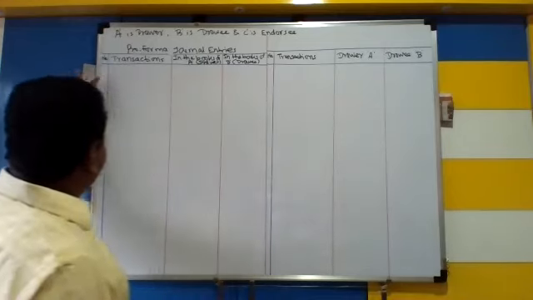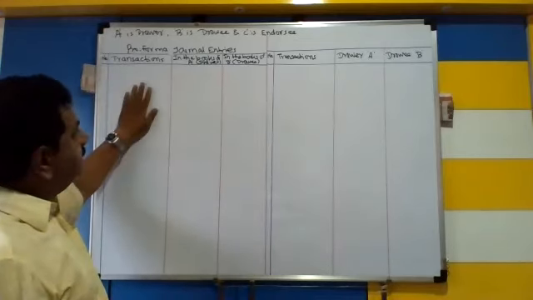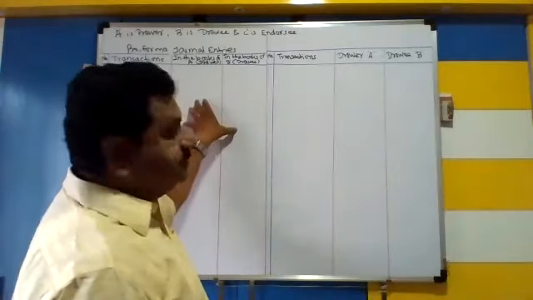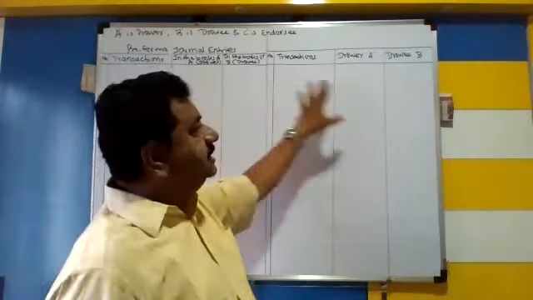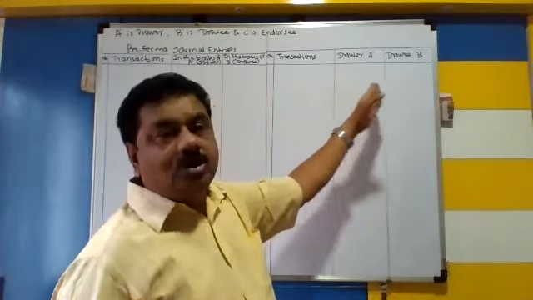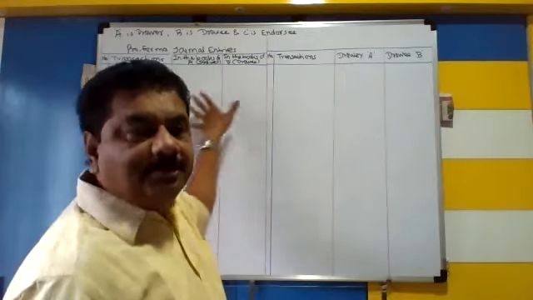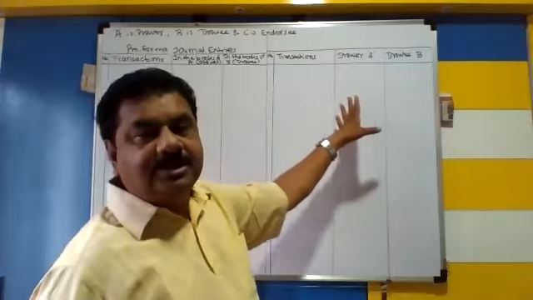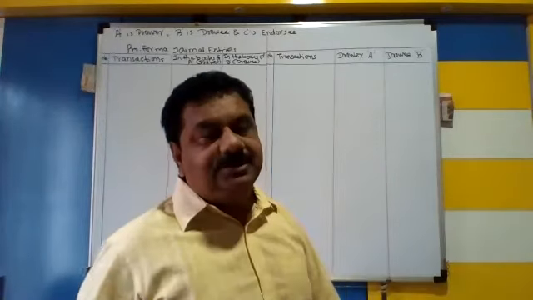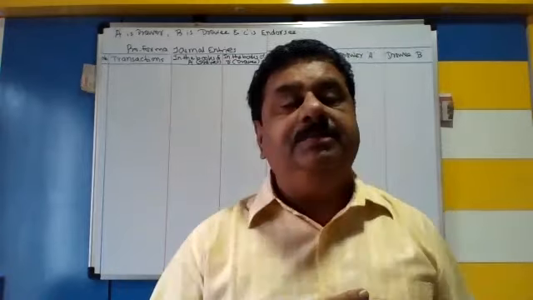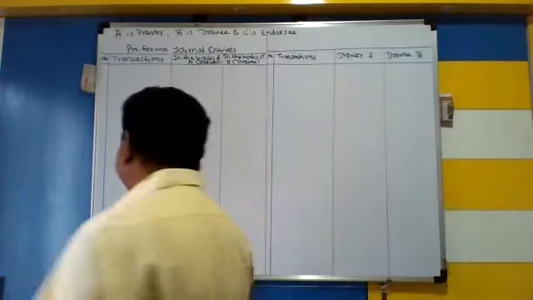Okay. Here, the columns are number, transactions in the books of drawer, in the books of drawee. This is the first page. On the next page again, it is number, transactions, drawer A, drawer B. Presently you prepare page number 1, later prepare page number 2. So let us begin with the entries. I am going to explain it one by one.